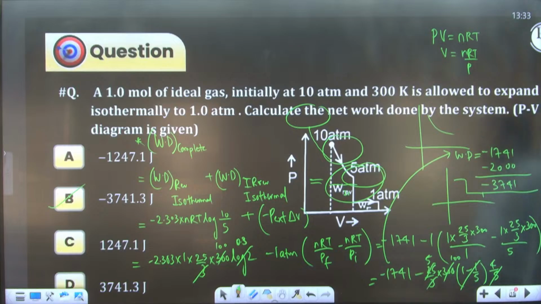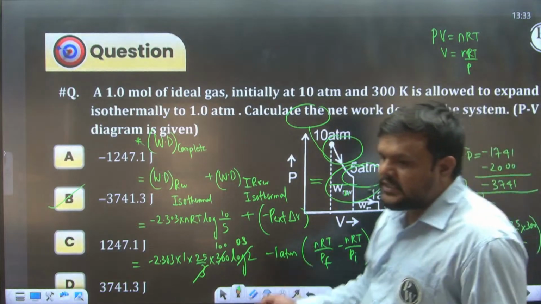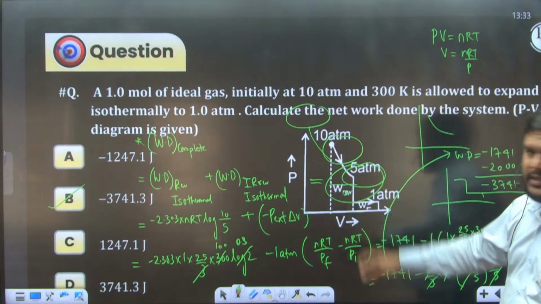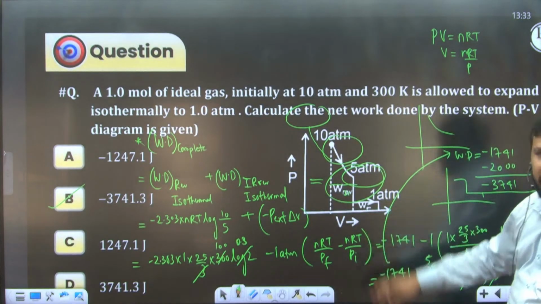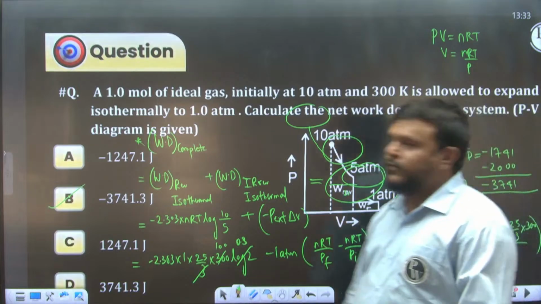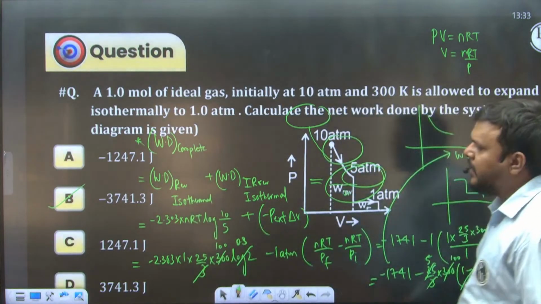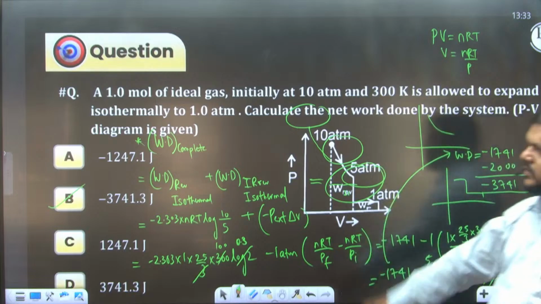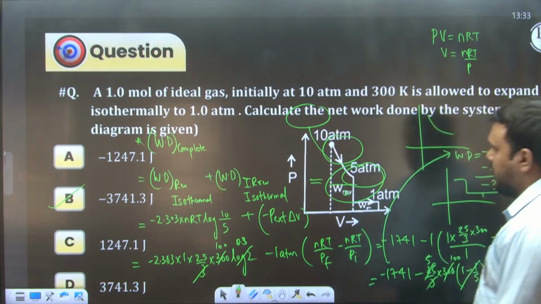So you saw that we are having both reversible and irreversible processes over here. The curved one is the reversible and the block one is the irreversible. Okay, and we added them up and finally got our complete work done, that is minus 3741. So the second option will be the answer. Now let us proceed forward.